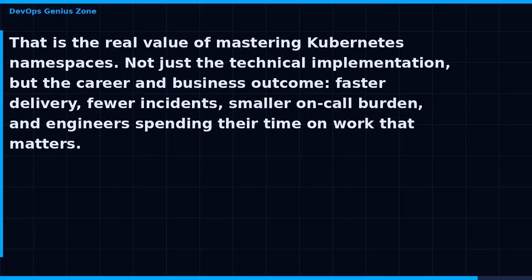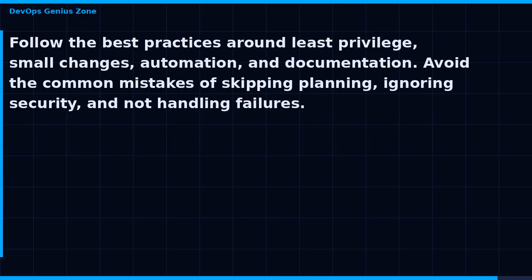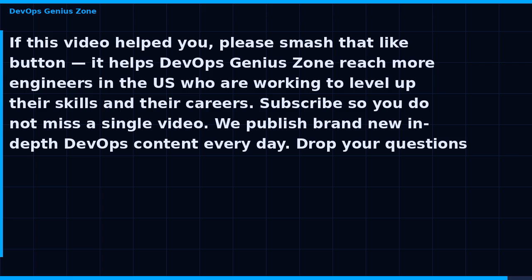To summarize, Kubernetes namespaces is critical in the 2025 US DevOps job market. The foundational concepts are desired state management, the reconciliation loop, and idempotency. Start right by understanding requirements before touching configuration, and version control everything. Follow the best practices around least privilege, small changes, automation, and documentation. Avoid the common mistakes of skipping planning, ignoring security, and not handling failures.